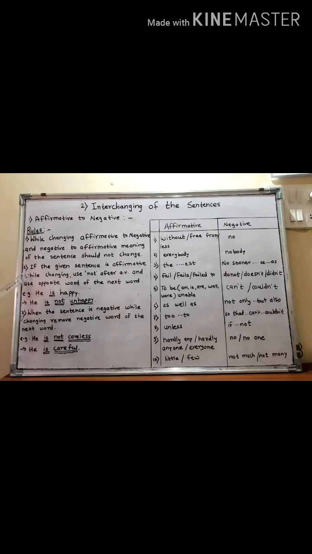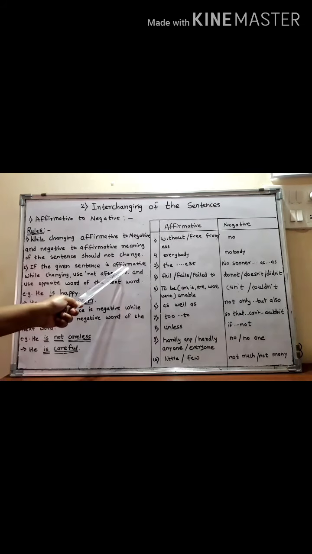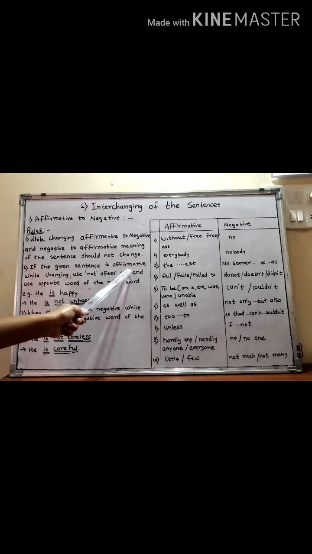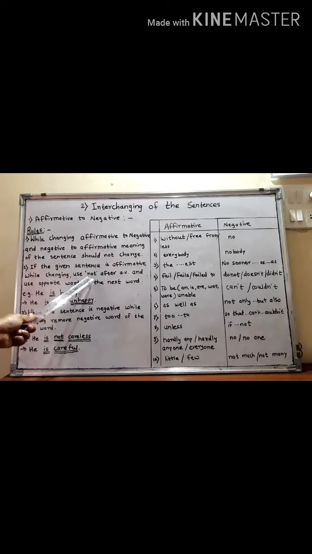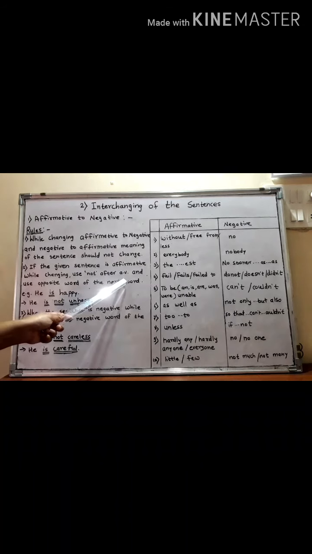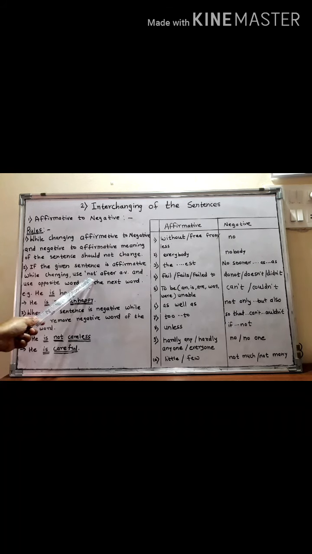Second rule, if the given sentence is affirmative, while changing, use not after the auxiliary verb and use the opposite word of the next word. Means what? When the given sentence is affirmative and you are supposed to change it into negative, then what you have to do? While making it negative, you have to use not after the auxiliary verb, and after using this not, you have to use the opposite word of the next word.